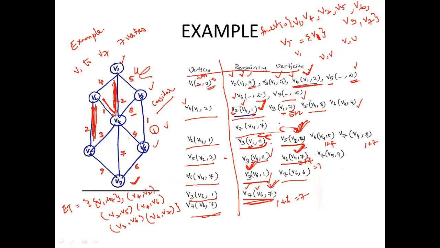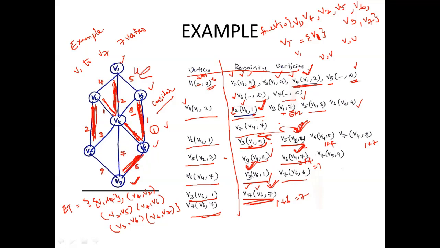And then V4 and V6 is connected. Where is V4, V6? And here it is. You can consider this. V4 and V6 is connected. And then V3, V6 is connected. Now you can consider this edge also. V3 and V6 is connected. And then V6, V7 is connected.